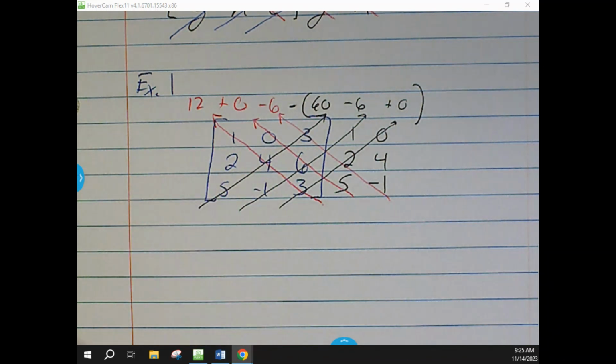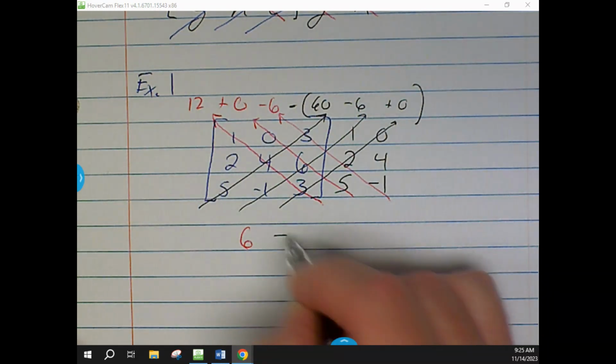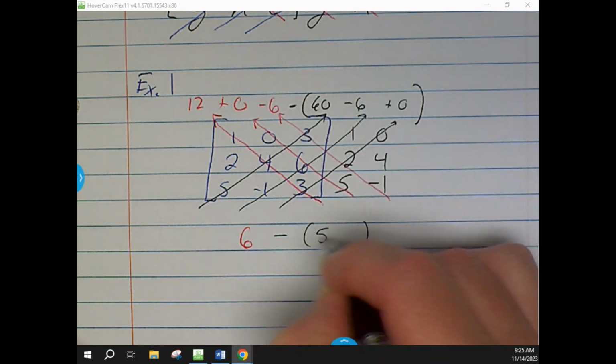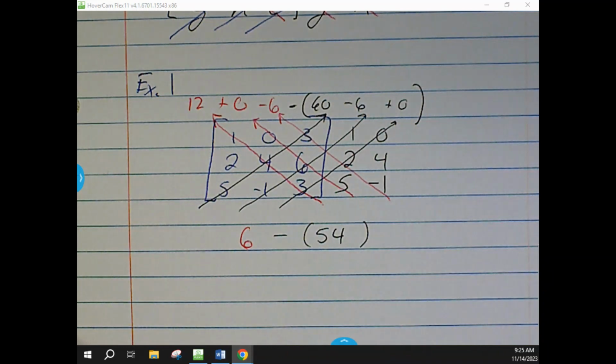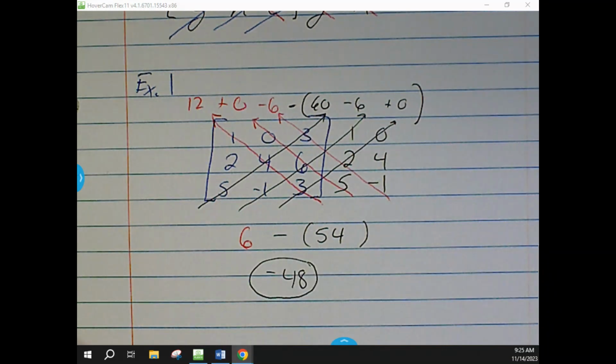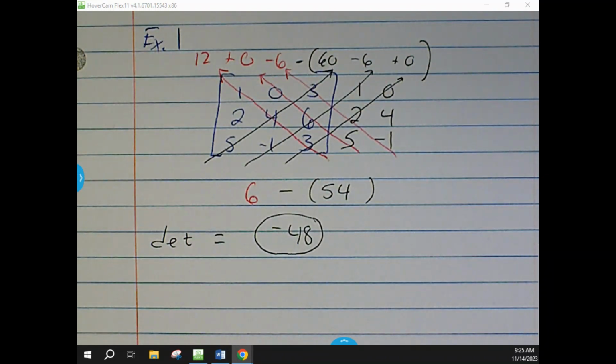Okay, so our red numbers: we've got 12 minus 6, which would be 6. We've got minus, and then in the parentheses, 60 minus 6, which would be 54. So we've got 6 minus 54, which is negative 48. So our determinant in that case would be negative 48. So again, the determinant is just finding a number value if we're going back and doing cross products on this thing.